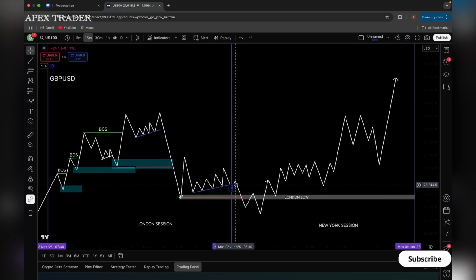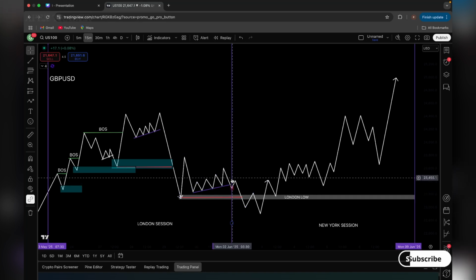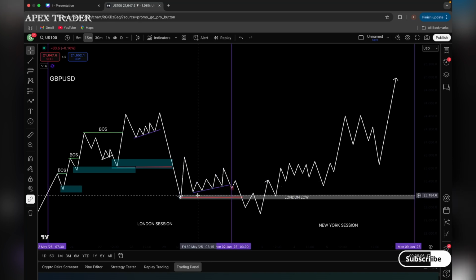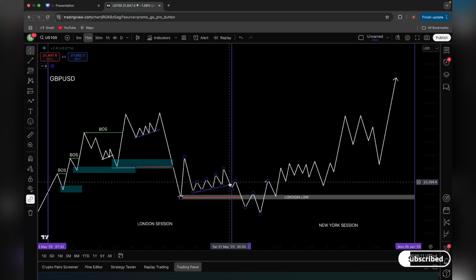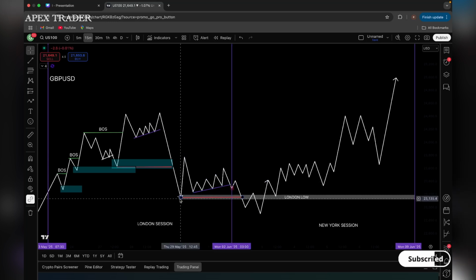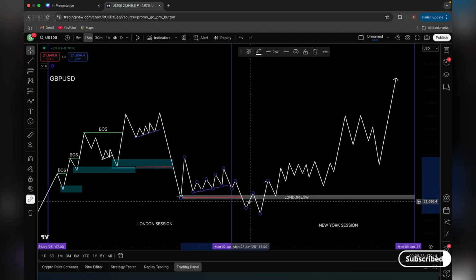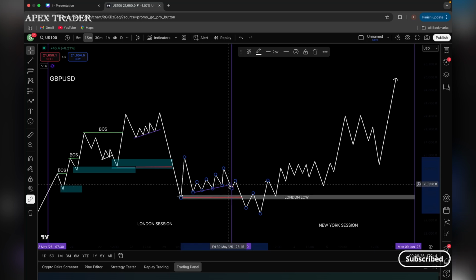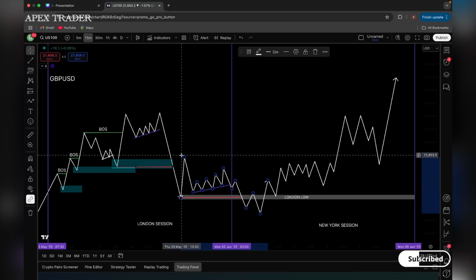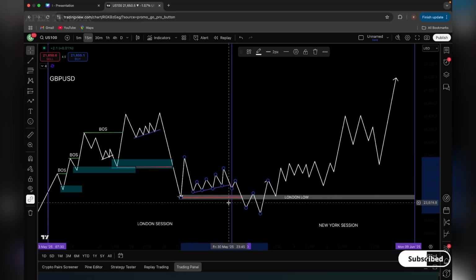Market entered, New York session started. New York session started with the London trend line liquidity swept out of the market. Buyers are out of the market now. And who bought here, they are still in profit. Market came down, made an inducement. These buyers are out. Who entered here are out. Here is the liquidity zone. Sellers are in profit now.